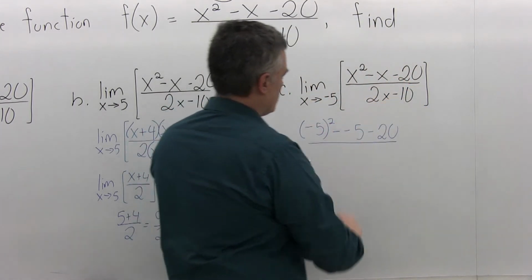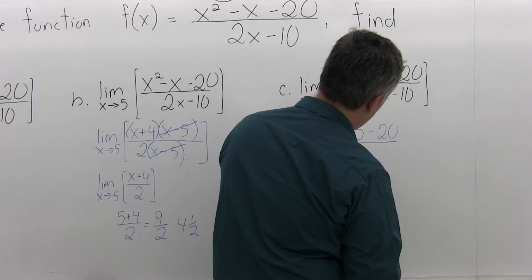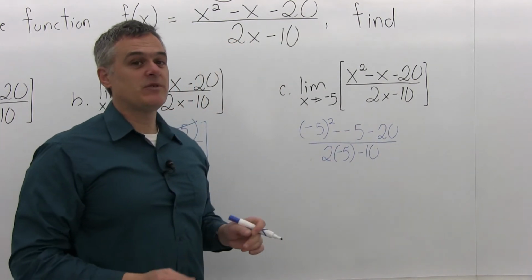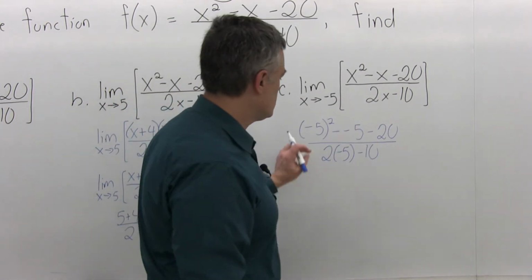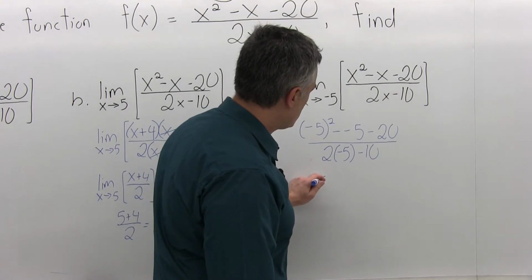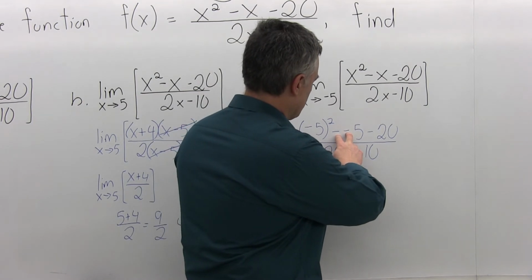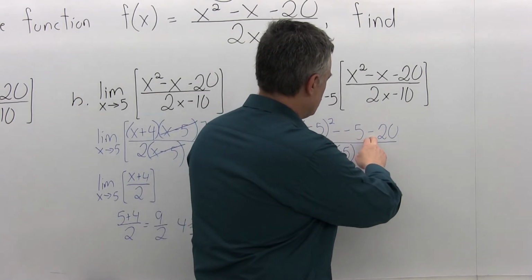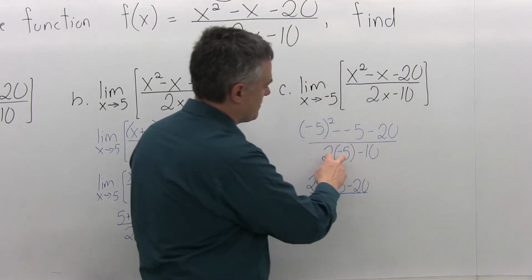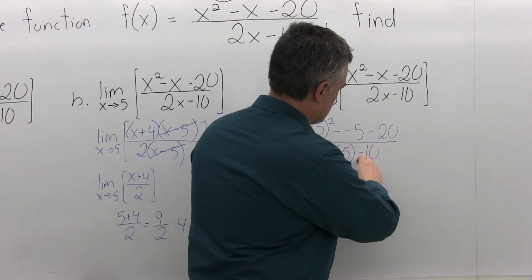And the denominator, 2x is 2 times x, so it's 2 times minus 5. And then you have a minus 10. So we'll simplify again. Be very careful with the signs. Don't lose a negative. Negative 5 second power is positive 25. The minus of minus 5 is plus 5. You have a minus 20. And in the denominator, 2 times negative 5 is negative 10. Then you have another minus 10.